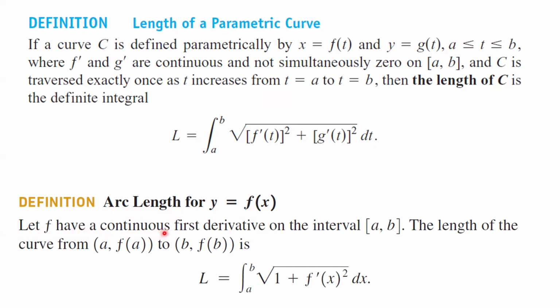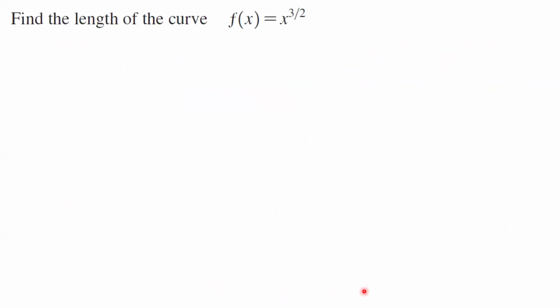Let f have a continuous first derivative on the interval a to b, which is a closed interval. The length of the curve from (a, f of a) to (b, f of b) is L, which is the definite integral from a to b of the square root of 1 plus f prime of x to the second, dx. In this example, you want to find the length of the curve f of x, which is x to the power 3/2.